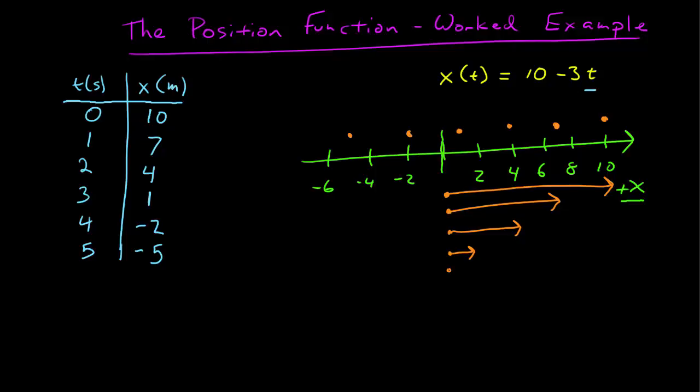Now at 4 seconds, we've changed direction. So now we have a magnitude of 2 pointing in the negative x direction. And then finally, we have a vector with magnitude 5 that points along the negative x-axis.